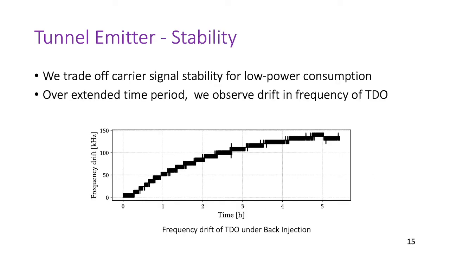We trade off stability of the carrier signal in favor of low power consumption in designing tunnel emitter. Next, we describe experiments that we conducted to evaluate this aspect. First, we explored the stability of the carrier signal under back injection. We kept a backscatter tag to reflect the signal generated from the tunnel emitter and observed the frequency of the carrier signal over an extended time period. As we show in the graph, we find that the carrier signal can drift up to hundreds of kilohertz during a few hours. This might require the receiver to be reconfigured to track the frequency of the carrier signal.